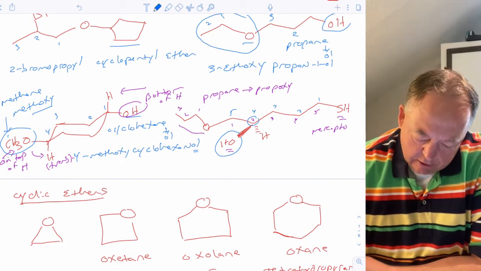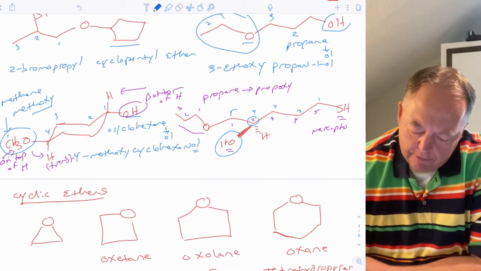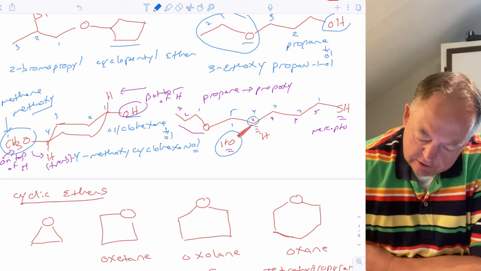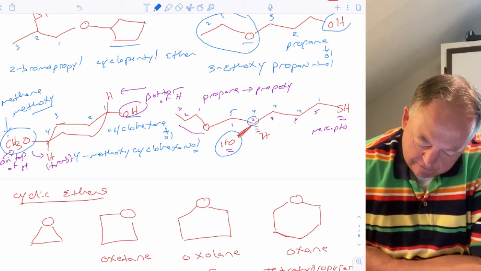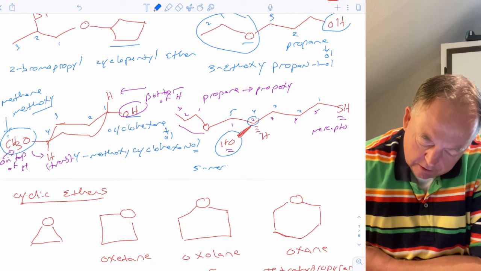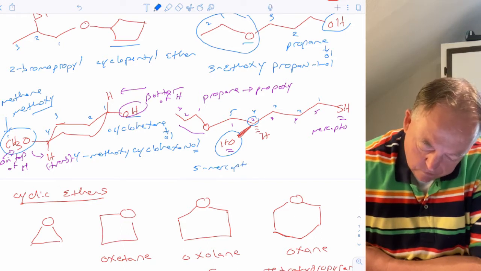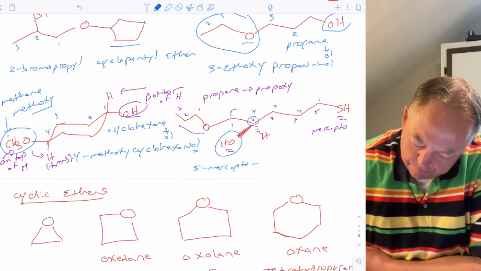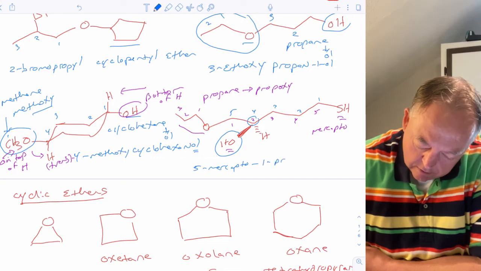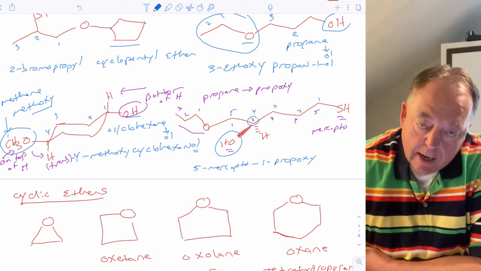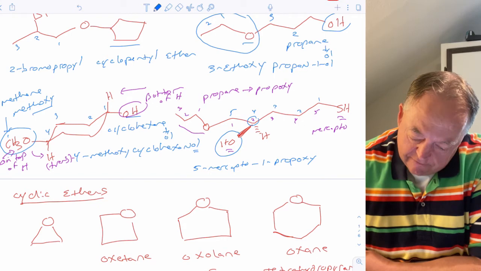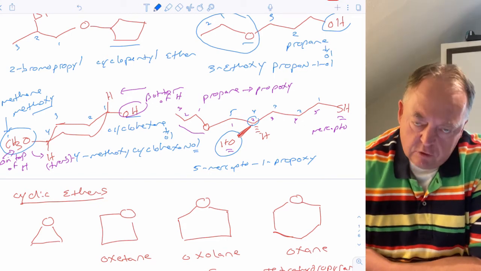Okay, so now let's put this all together. So we have propoxy and mercapto. So mercapto is going to come first in the name. So that's going to be a 5-mercapto. And then a 1-propoxy. And then a 5-carbon chain would be pentane, which would become pentanol.